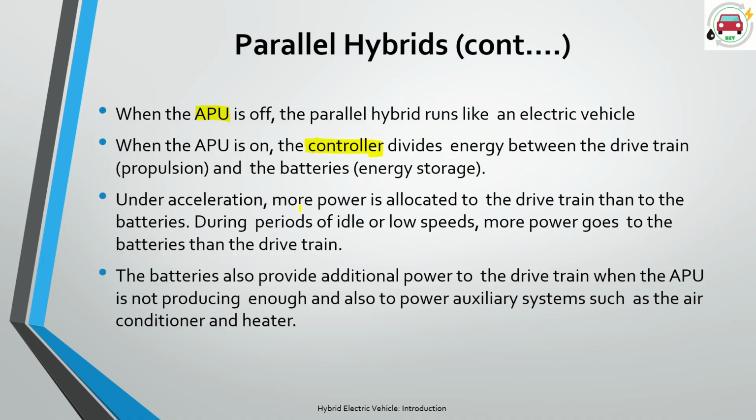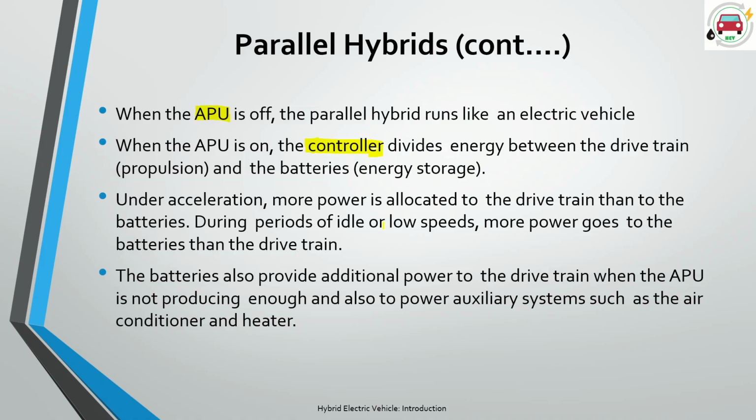Okay, and that is allocated to the drivetrain rather than to the battery. More power is allocated to the drivetrain than to the batteries. So during this period of idle or low speed, whenever the vehicle is moving very slowly, then what happens? More power goes to the batteries than the drivetrain, right?